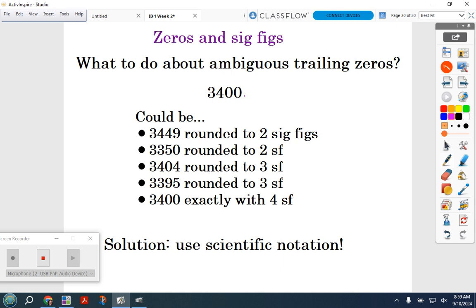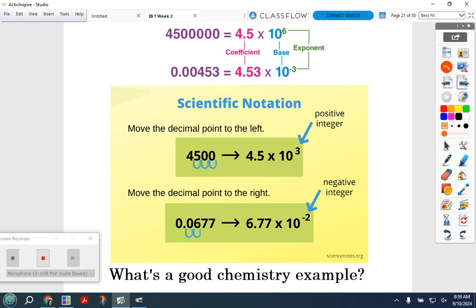And I just want to reiterate that if you have no other information and it's in decimal notation like this without the period, okay, you assume that those trailing zeros are not significant. And you're assuming that this is 3,400, but with only 2 sig figs, okay? How can we differentiate between these? We use scientific notation. What is scientific notation? It's a way that we express really small or really big numbers in a more compact form. It's also a way that we can deal with this trailing zero problem.